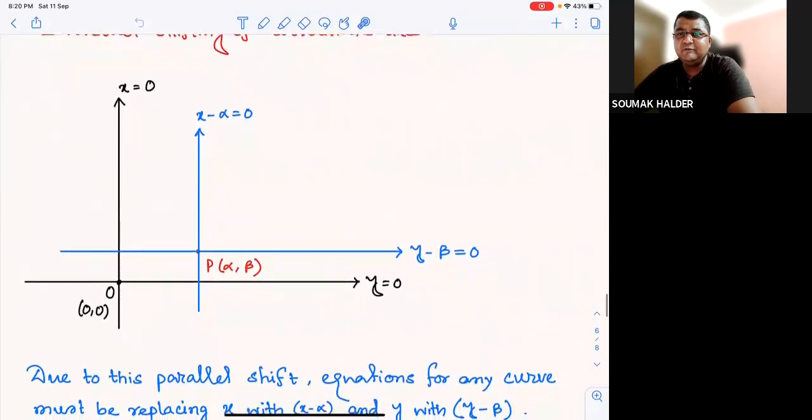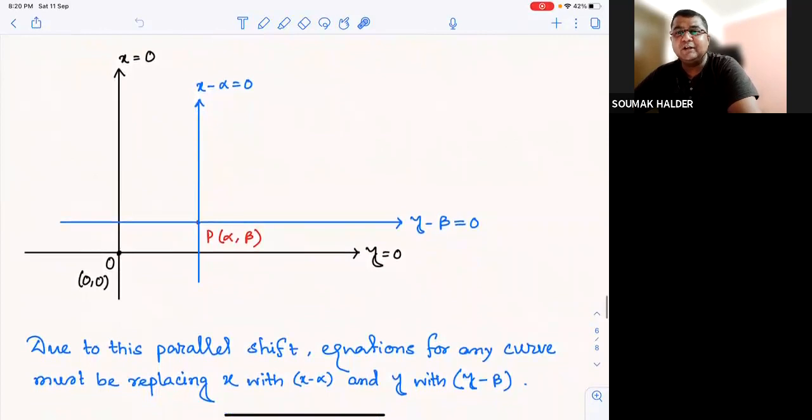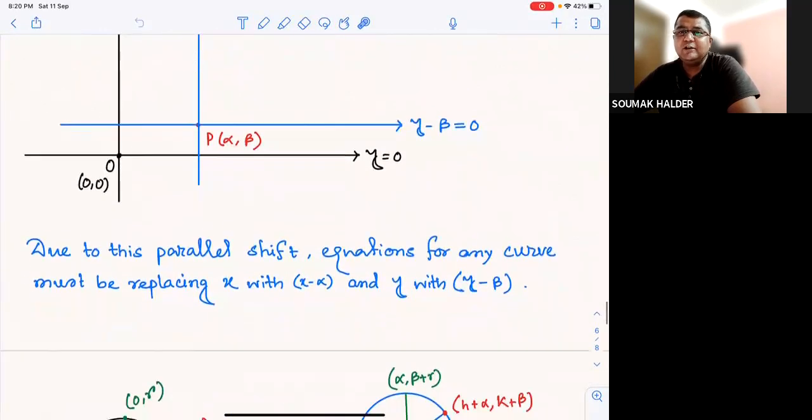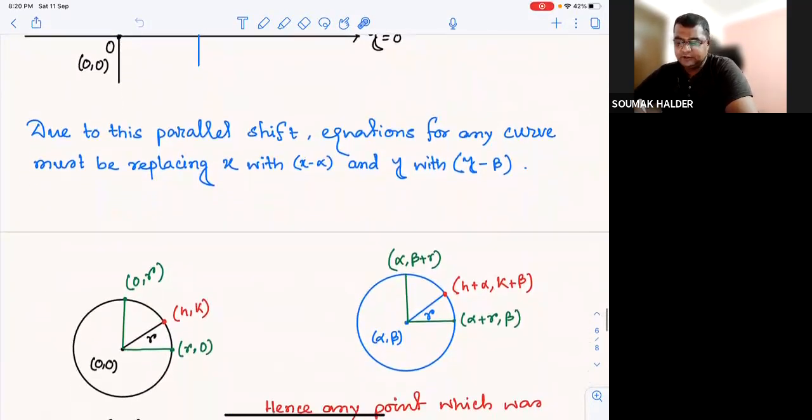So due to parallel shift, equations of any curve must be replacing x with x minus alpha and y with y minus beta, right? Whereas, what kind of change are we going to have in the coordinates of any point? Like if we consider this circle with center at origin and radius r, the rightmost point was r comma 0, the topmost point was 0 comma r, and any general point was h comma k. Now let us consider this circle whose center is alpha comma beta and radius is still r.